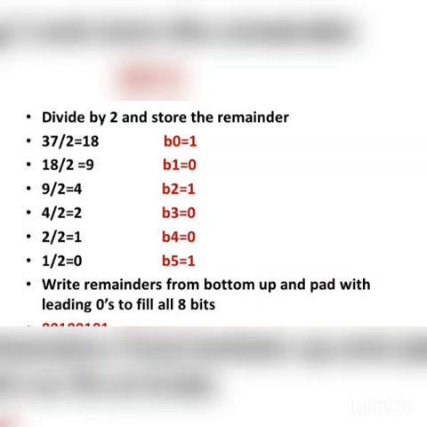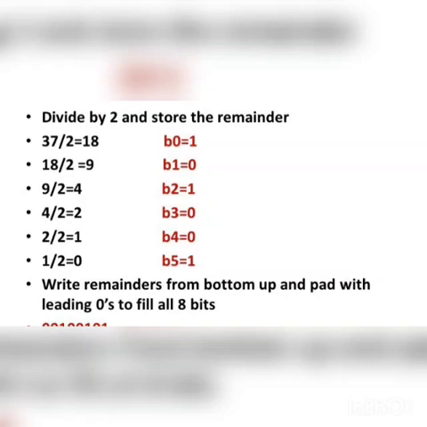Then we again divide 4 by 2, the answer becomes 2 and the remainder becomes 0. Then we again divide 2 by 2, the answer becomes 1 and the remainder becomes 0. Then we again divide 1 by 2, the answer becomes 0 and the remainder becomes 1. So how will we write the answer? We will always write the answer from bottom to top. So write the remainders from bottom up and pad with leading 0s to fill all 8 bits.